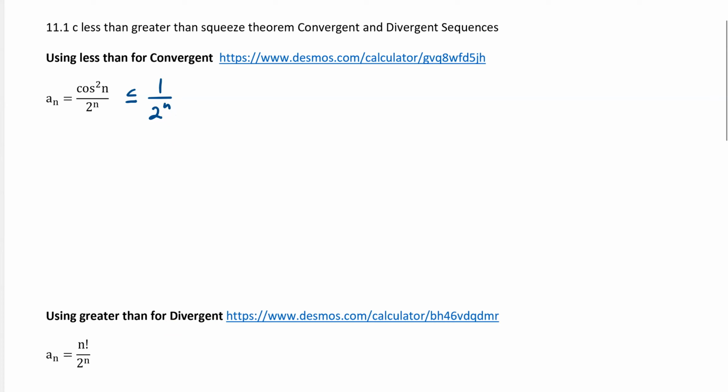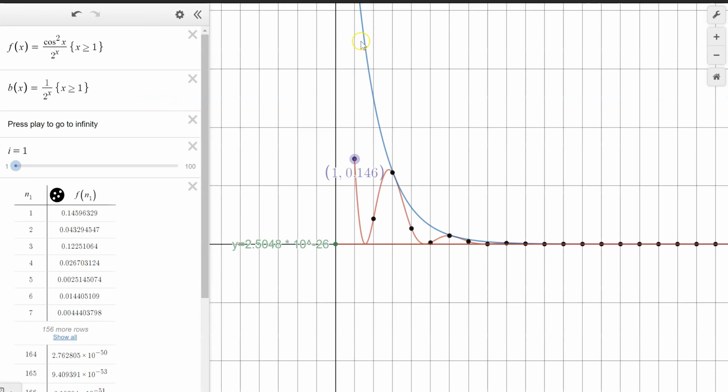And you do want to keep it kind of tight, like this. So if you look at it here, this is our 1 over 2 to the n. That's in blue. And you can see our sequence is between there. It's above 0, so I don't have to worry about that, right? It's bounded by the bottom of 0 because it's cosine squared. So I don't have to worry about squeeze theorem. I can just pick a top value.